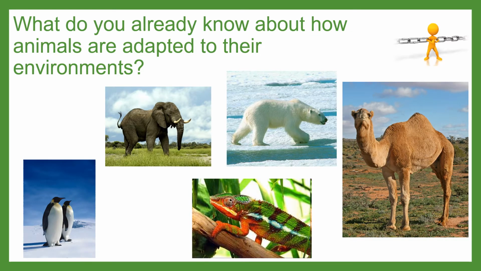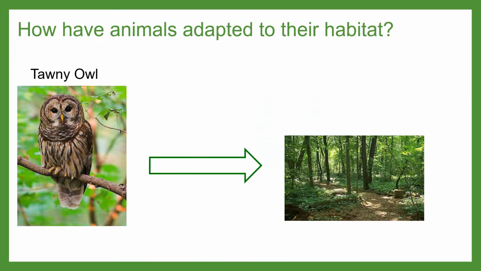What do you already know about how animals are adapted to their environments? Pause the video and have a think. That's right, in Year 5 you learnt about climate zones and how animals adapt to suit their habitat. A habitat is the environment where an organism lives. The animals and plants in one habitat, for example, are suited to live there, and they might not be able to survive in other habitats.